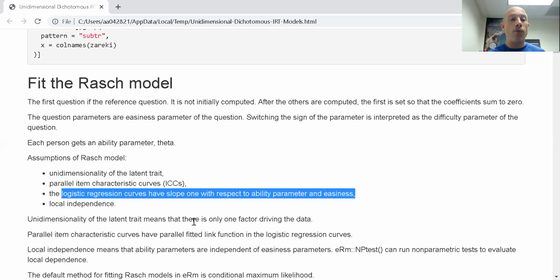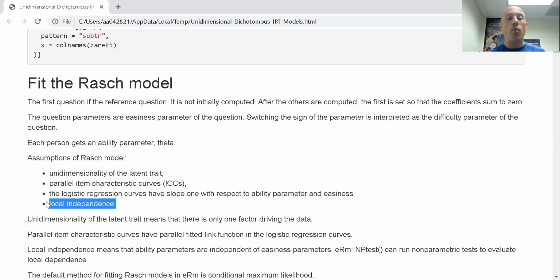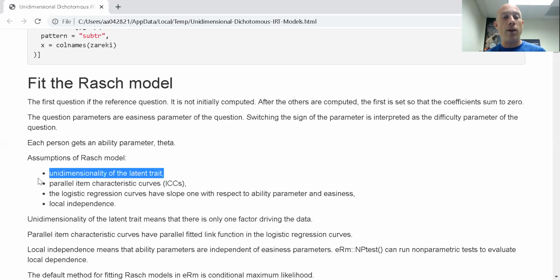And furthermore, we have local independence. By local independence, what I'm saying is that all of the difficulty parameters and all of the latent variable estimates are independent of each other. Now, if I think about the unidimensionality of the latent trait, because of how it's computed, we're not making an assumption that there's independence there. We're not making assumptions about the difficulty parameter because those add up to 0. But we're saying that the estimates of the ability parameter and the difficulty parameter are independent of each other.